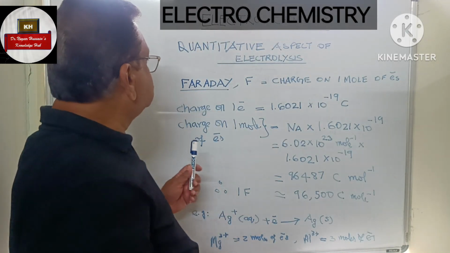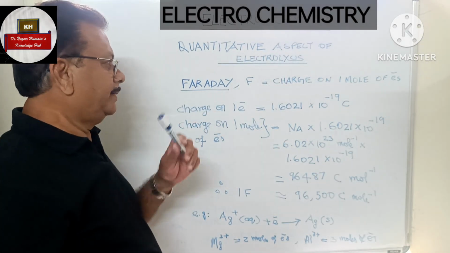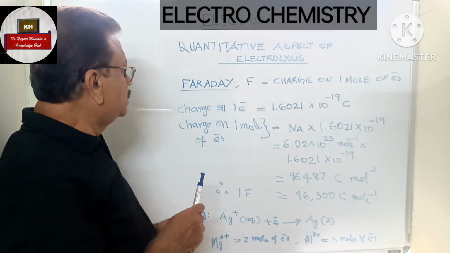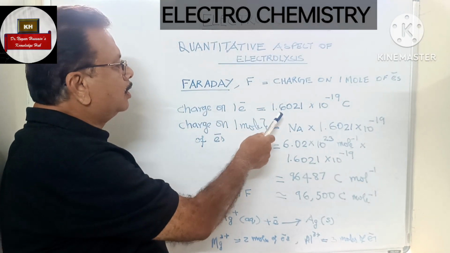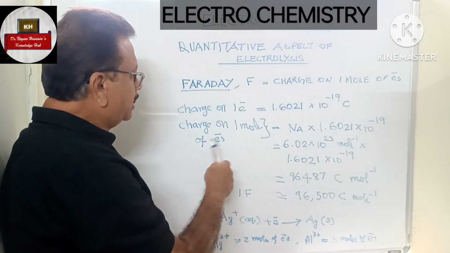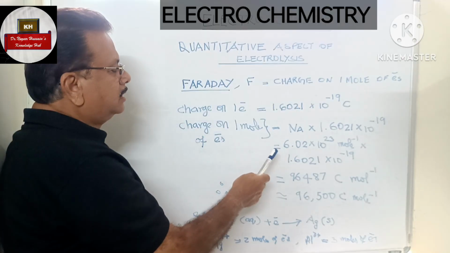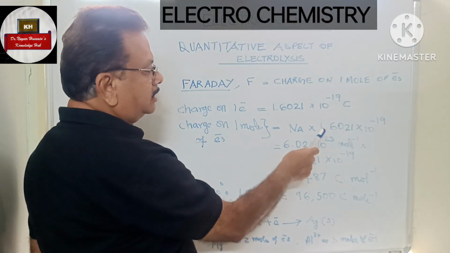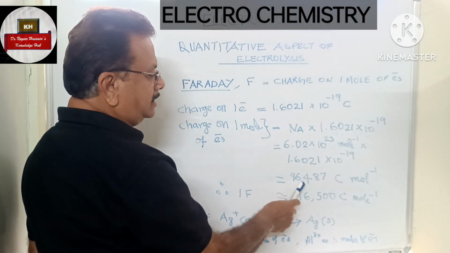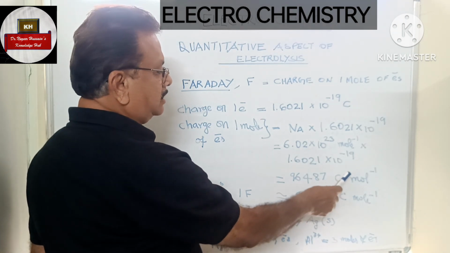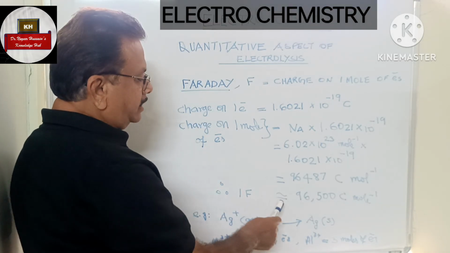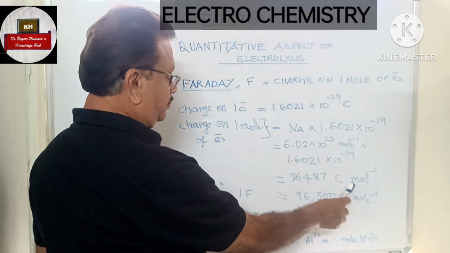Dear students, now we can see what is 1 Faraday. That is the charge on 1 mole of electrons. The charge on 1 electron is 1.6021 × 10^-19 C. The charge on 1 mole of electrons is this factor multiplied by 6.02 × 10^23 per mole. When you multiply this, you get 96,487 C per mole, so approximately 1 Faraday is equal to 96,500 C per mole.